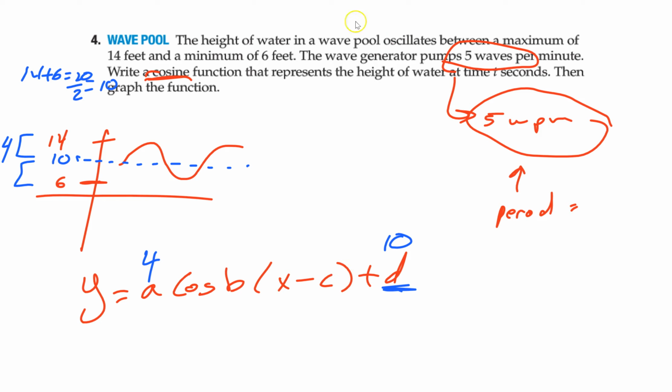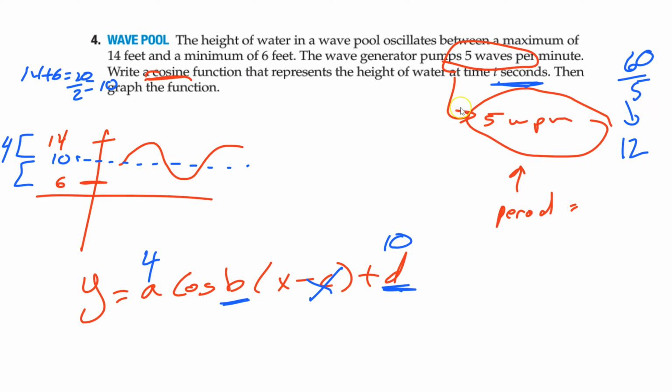Now we don't have a horizontal shift, and we're not going to have any of these in this class. So we don't worry about that. It doesn't mention moving left or right. All we got to do is find our B. That's where this comes in. We have 5 waves per minute. That means it does 5 periods in 1 minute. So we got to get our minute. We're talking about seconds here, so there's 60 seconds in a minute. Divide that by 5, and you get 12 for the period, right?